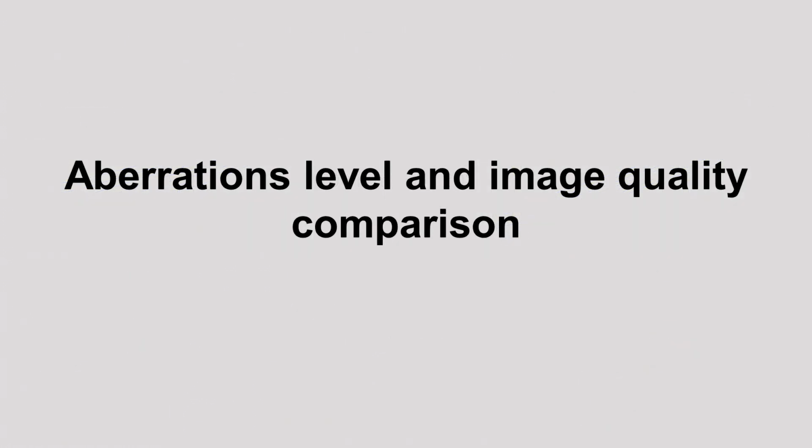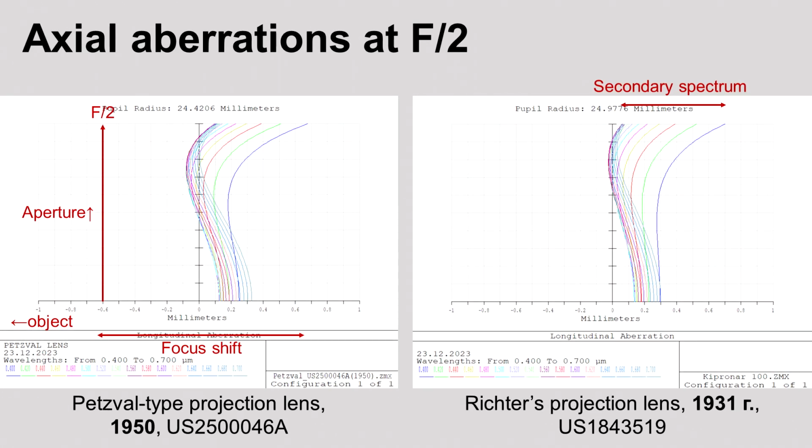Let's now move on to consider the residual aberrations of both lenses. The image quality at wide open aperture in the center of the frame is mainly determined by spherical aberration and axial chromatism. These diagrams show the aberrations of focused Petzval and Richter lenses on the optical axis. The vertical axis shows the aperture value, and the horizontal axis shows the shift in focus position, that is, the amount of aberration. The observed S-shaped curve is characteristic of all lenses that combine third and high-order spherical aberration.